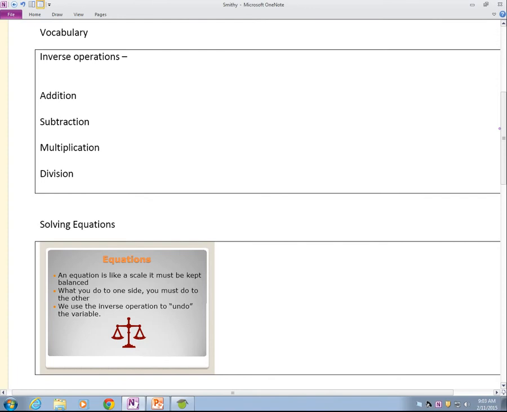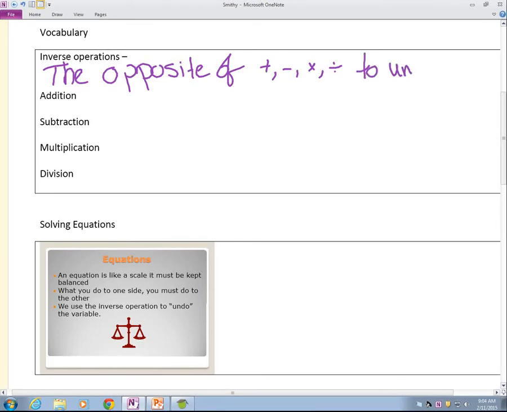So inverse operations: the opposite of addition, subtraction, multiplication, and division, to undo an expression.